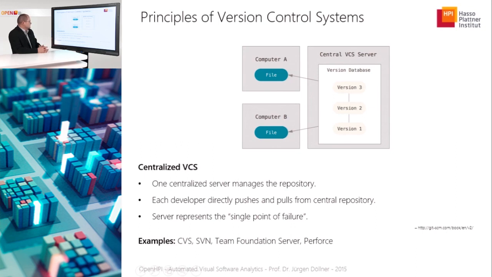So each developer directly pushes or pulls from the central repository, and one feature, also weakness, is that this central server is also the single point of failure. So it's a very sensitive element in an infrastructure, because this server is used possibly by many developers. Examples of centralized version control systems include CVS, SVN, Team Foundation Server, or Perforce.